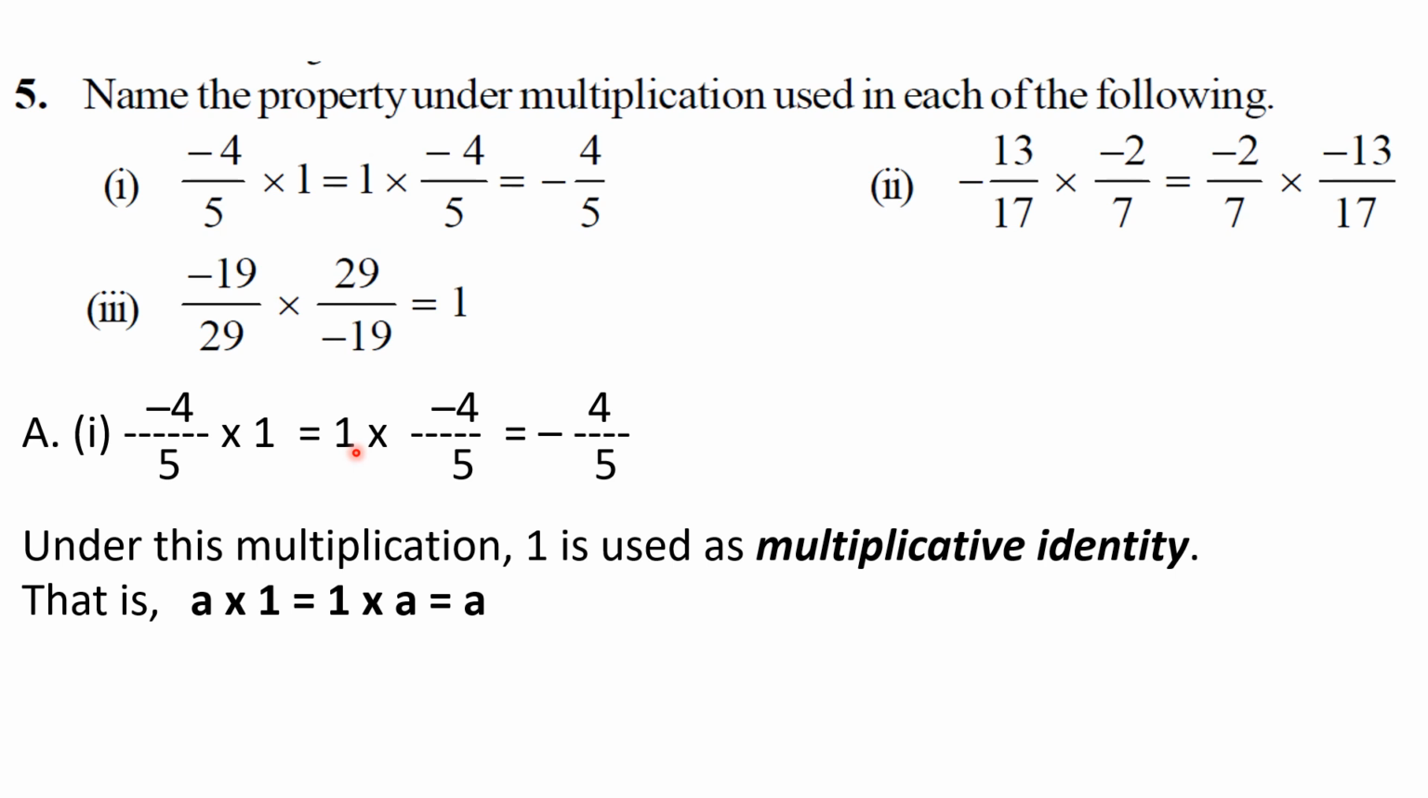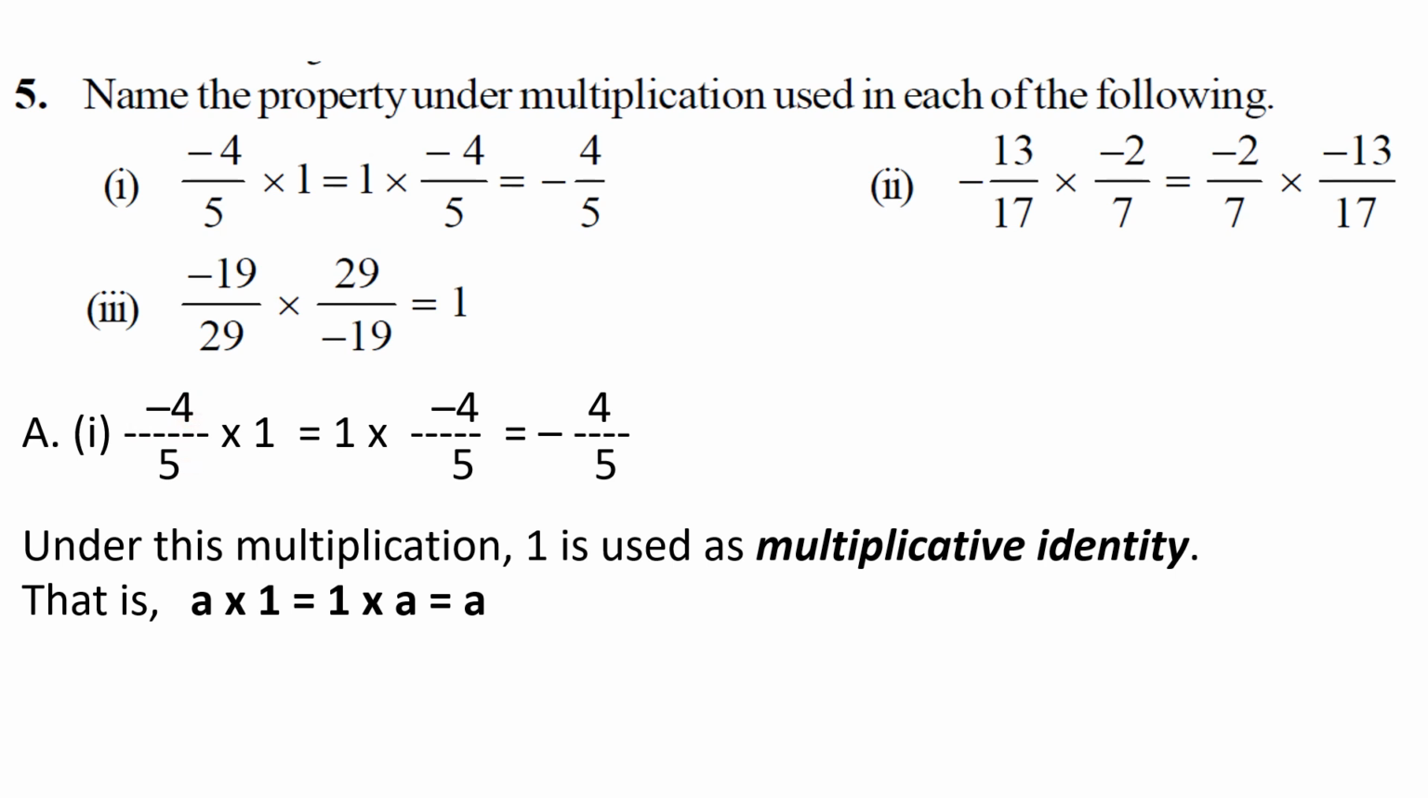Or when 1 is multiplied by minus 4 upon 5, it remains minus 4 upon 5. So we write this multiplicative identity like this: A into 1 is equal to 1 into A is equal to A. A here is minus 4 upon 5.